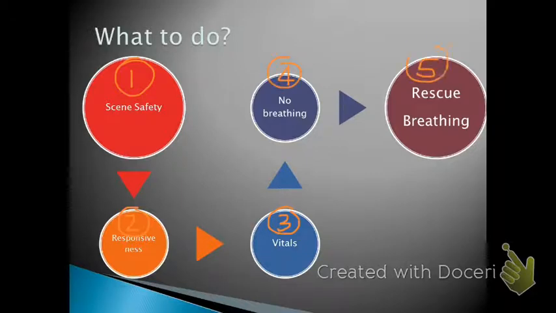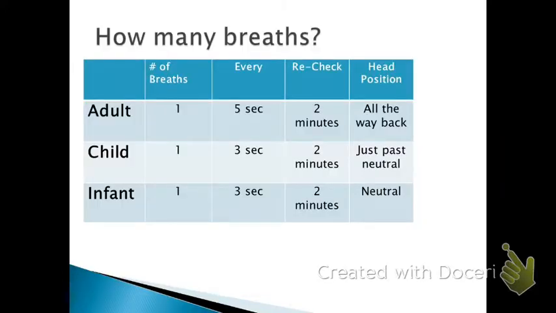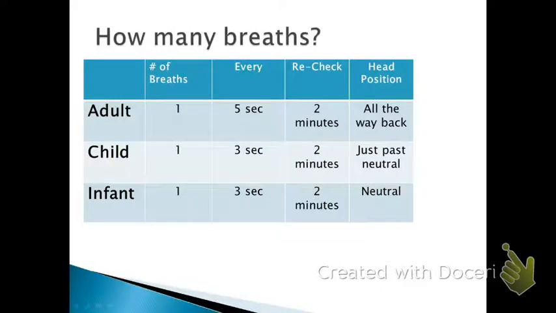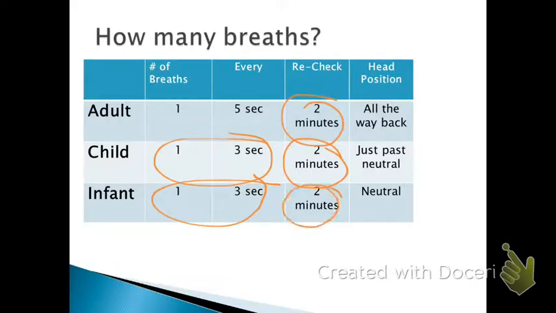We will perform rescue breathing in lab, but in short, it's 1 breath every 5 seconds for an adult, and it's 1 breath every 3 seconds for a child and or an infant. So again, rescue breathing, 1 breath every 5 seconds. And then for a child and an infant, it's 1 breath every 3 seconds. And then we're going to recheck airway, breathing, and circulation every 2 minutes.